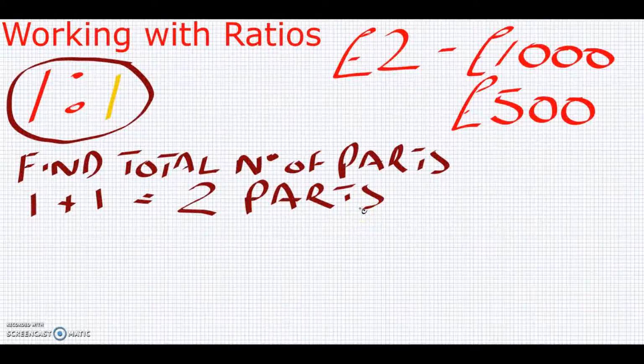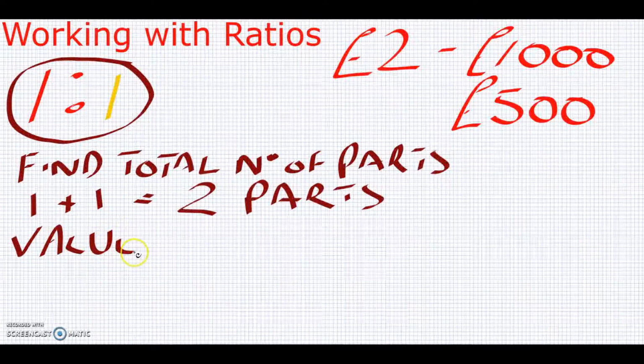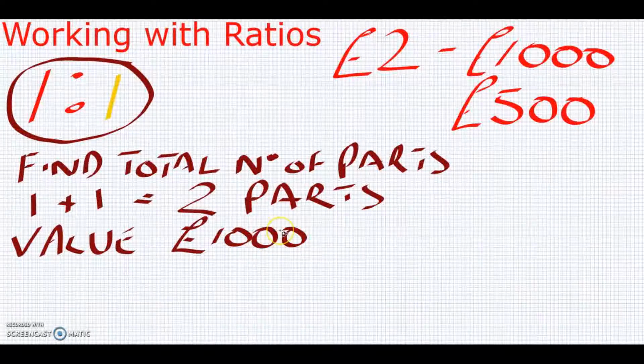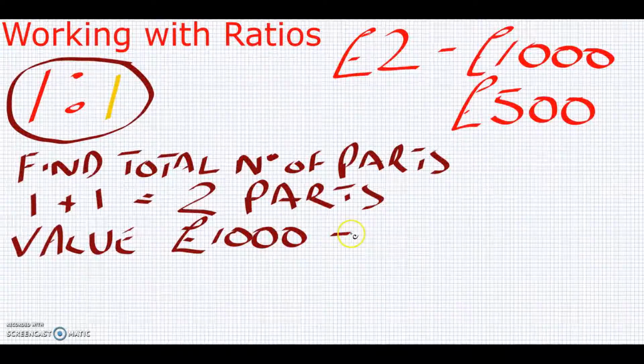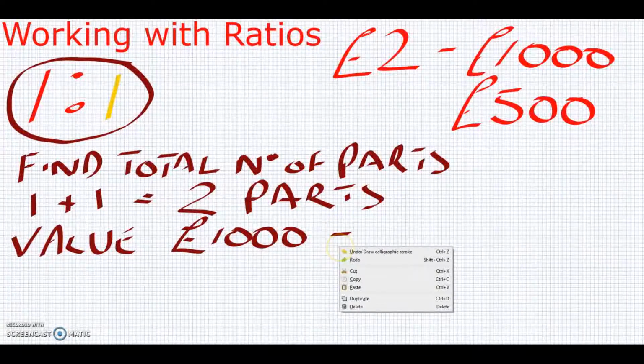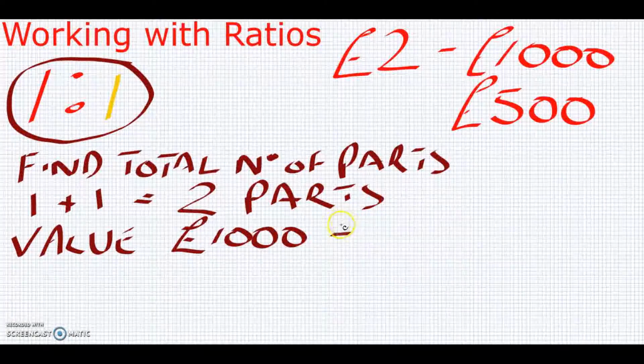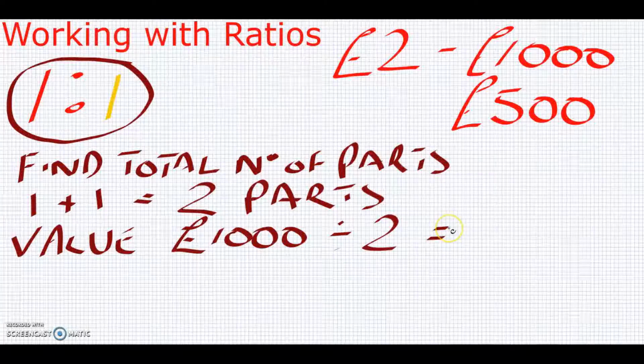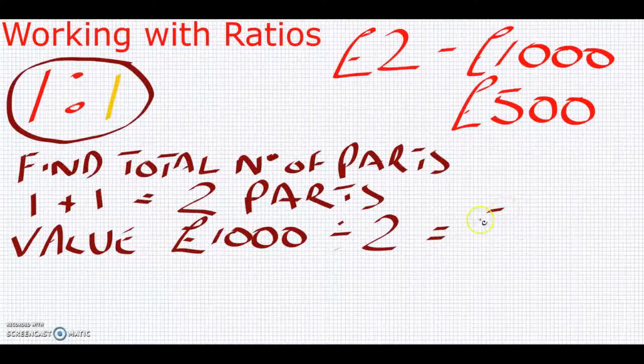Then we find out the value of each part. The winnings are £1,000. So the value of each part is 1,000 divided by 2, which equals £500.